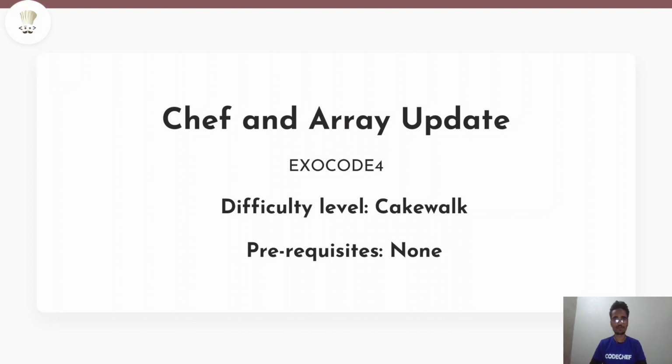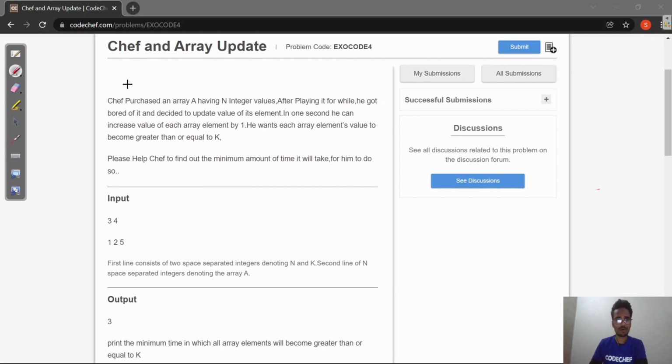Hey guys, my name is Saurabh and today we are going to solve an interesting problem whose name is Seth and Array Update. Its code is EXOCODE4. Difficulty level for this problem is Cakewalk and prerequisite for this problem is none. So let's move to our problem statement.